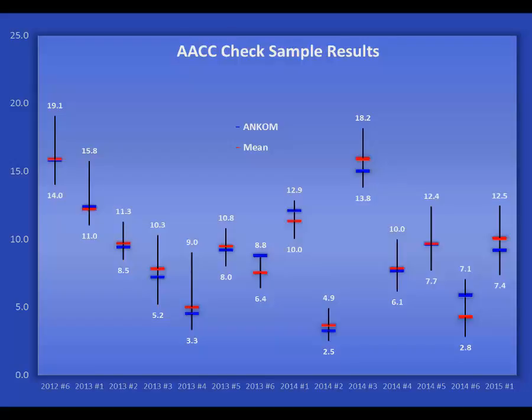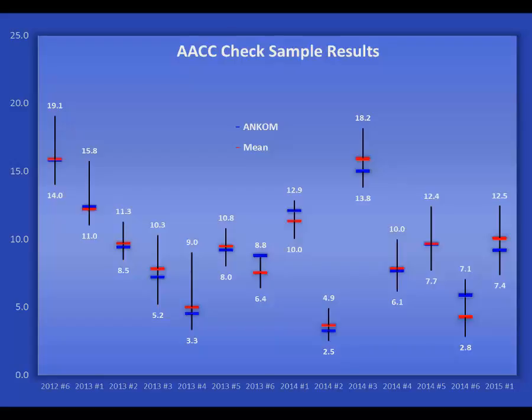And so what we have in here is an indication of the results that were reported for a specific sample. This is the number 6 sample of 2012 from AACC. The 23, 24 laboratories reported results anywhere from 14 to 19.1 for this particular sample. The red is the mean, the blue is the ANKOM result. So the results here, 14 to 19, just show you the variability between the labs. So inter-lab precision is not very good.